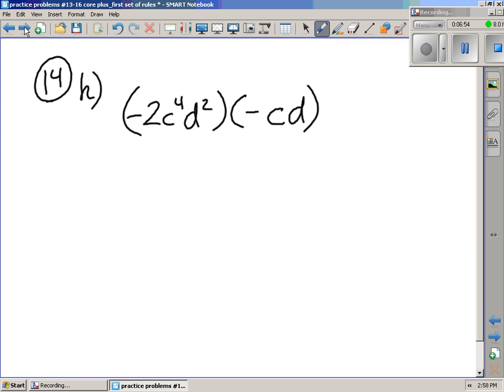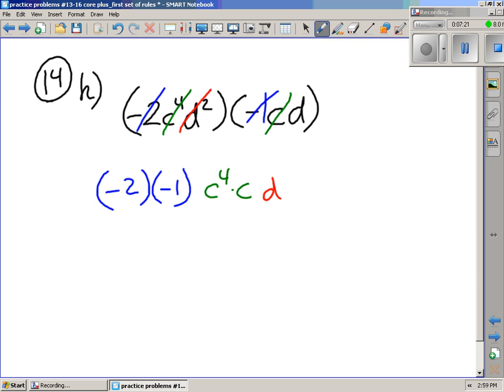And now 14h. Over here we have a coefficient of -1. Remember, coefficients are the numbers in front of the variables, the numbers multiplied by the variables. So in front we're going to have -2 times a -1. Then we're going to write c to the fourth times c. And then finally, d squared times d when we're ordering using the commutative property of multiplication.